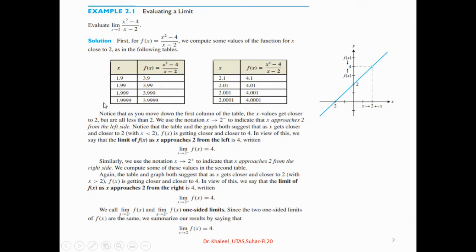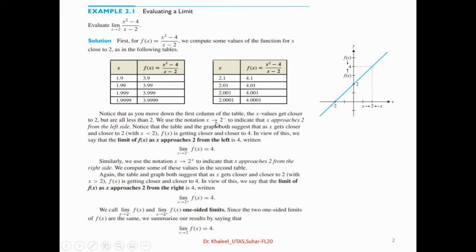When you see this table, notice that as you move down the first column of the table, the x values get closer to 2. You see, 1.9 is closer to 2. But are all less than 2? All these are less than 2.